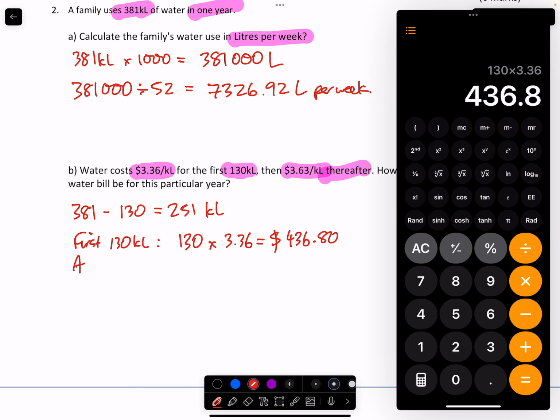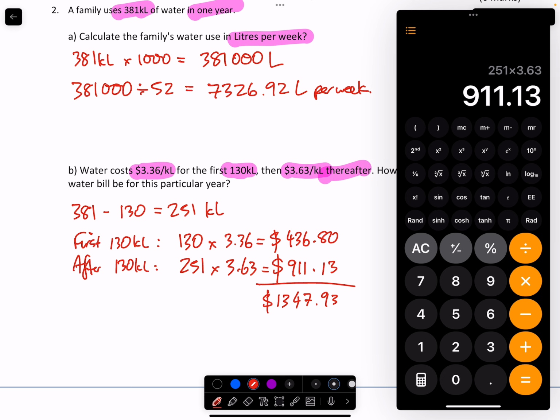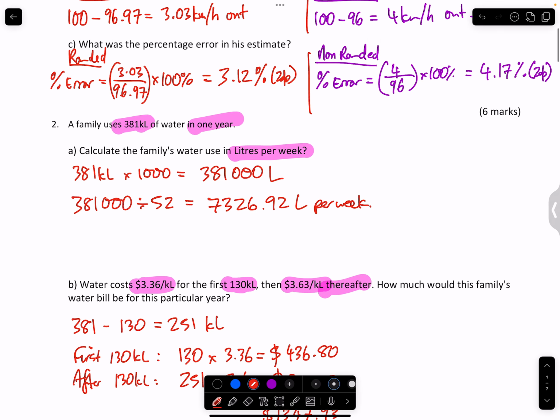$436.80 after 130 kiloliters. Then 251 kiloliters at the higher price of $3.63. 251 times 3.63 is $911.13. So the total for that is $1,347.93 for the year. That's page 1 done.